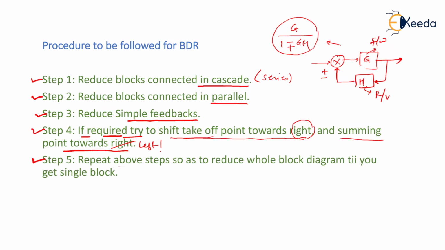Then step number 5, repeat the above steps so as to reduce the whole block diagram till you get a single block, right? Because in block diagram reduction, you have a block diagram with multiple blocks, along with multiple summing points and multiple takeoff points, and then you have to apply all block diagram reduction rules that you have studied so far. You have to follow this procedure till you get a single block. So we have to repeat it till you get a block like this.